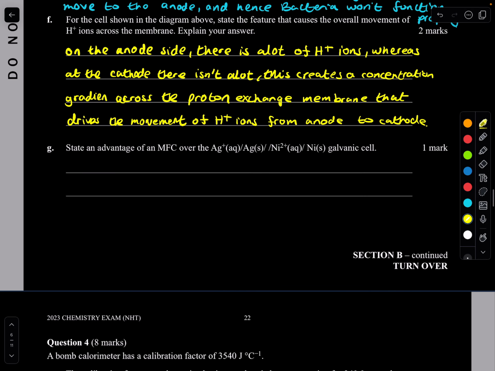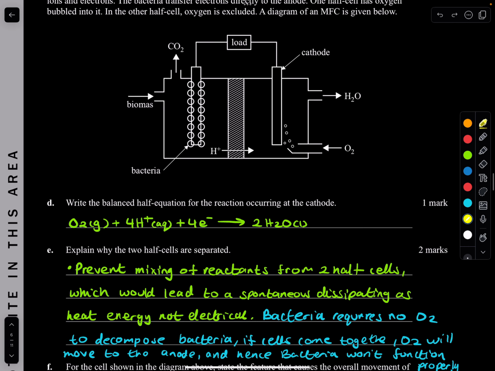G, state an advantage of microbial fuel cells over this galvanic cell. Of course, these are metal. This is the easiest part. You're using a microbial fuel cell. Basically, you're using biomass, which is waste, and you're creating energy with it. This is very renewable, and we have so much biomass that is waste. Which basically makes this whole fuel cell very sustainable. Because imagine converting waste material into electricity.